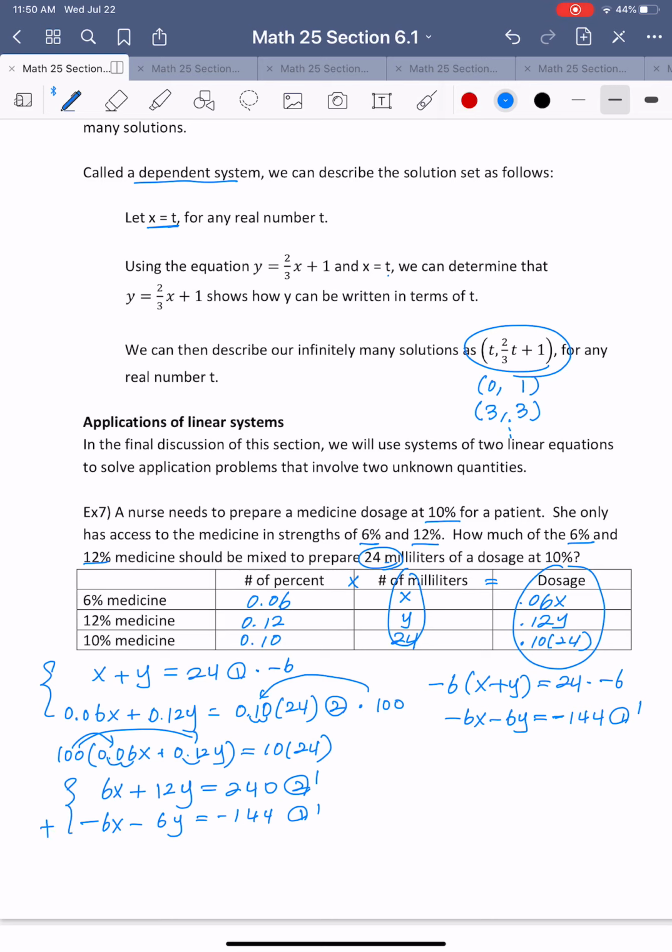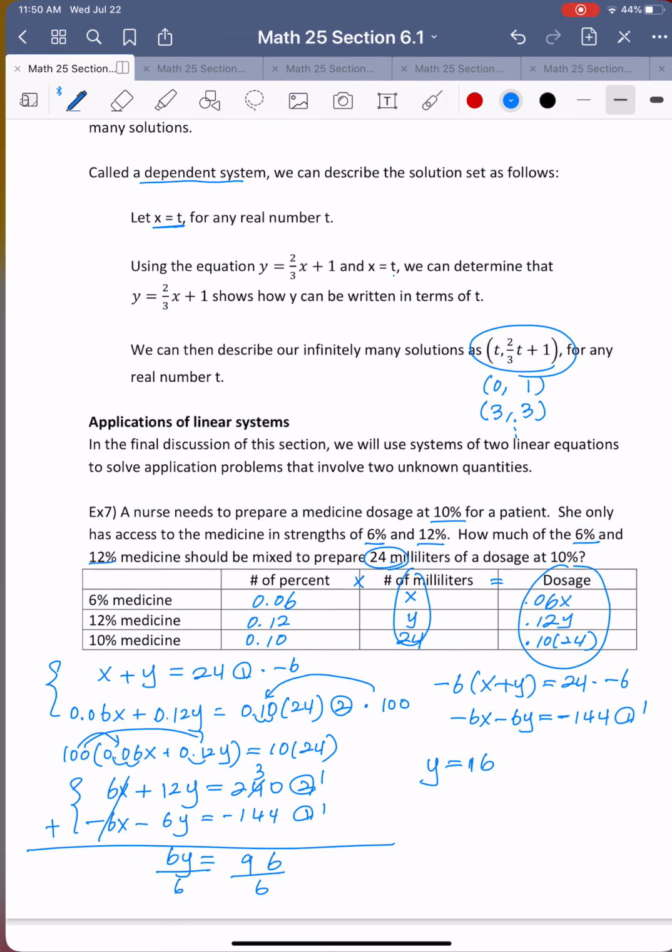And then I'm adding them up together. So 6x cancels, 6y equals 96. And then divide by 6 on both sides. So y goes... I think 16, isn't it? Right, 6 goes into 9 one time, which leaves 3, and then 16. So y is 16.